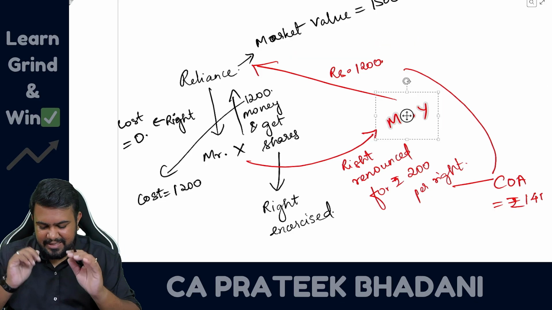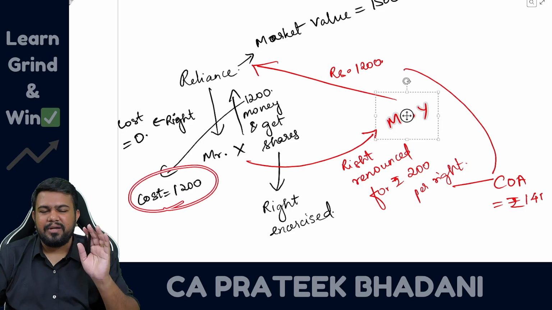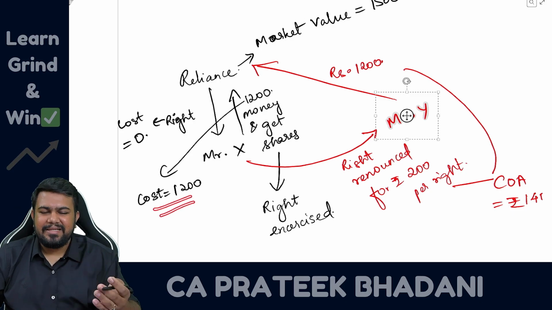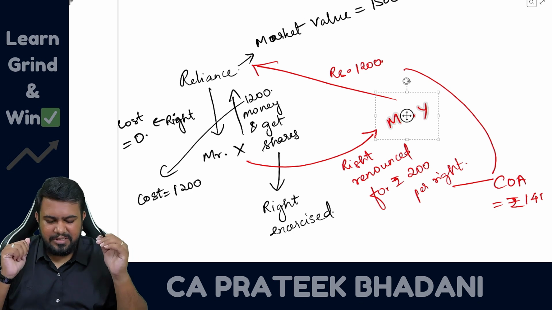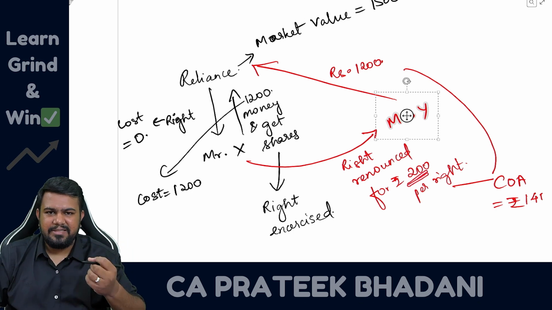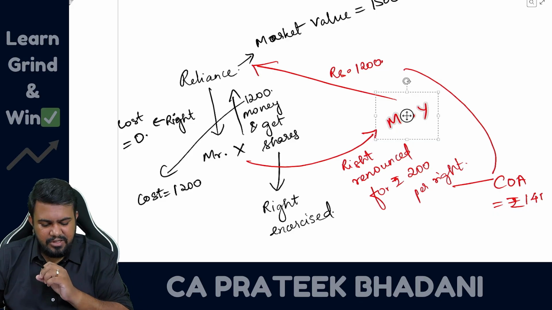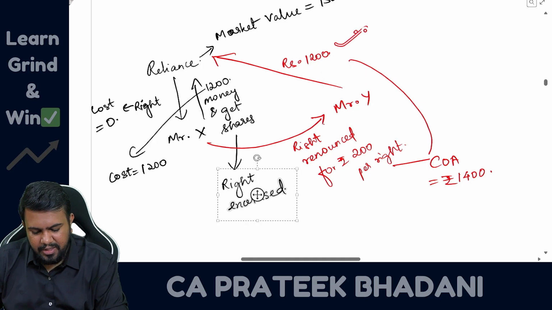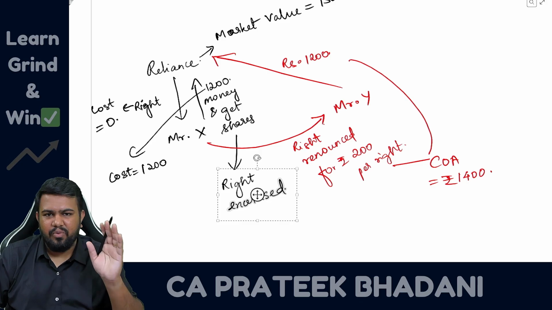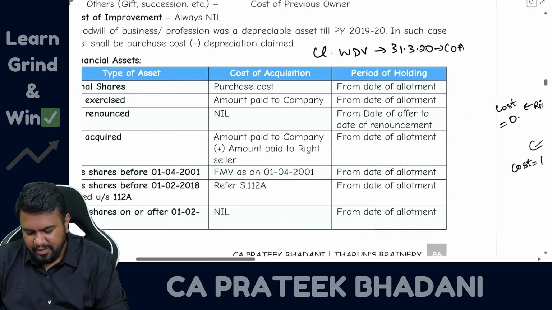So in the first example, how much did Mr. X pay? 1200. So the cost of acquisition for Mr. X is 1200. Now in the second example, let us talk about Mr. Y. How much did Mr. Y pay? Mr. Y paid 200 for purchasing the rights. Then Mr. Y paid 1200 rupees for purchasing the shares of Reliance. So in this case, in total, how much? 1200 plus 200, so 1400 rupees has been paid by Mr. Y. So this is the cost of acquisition of shares for Mr. Y.